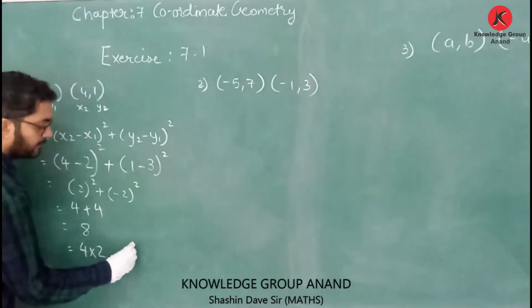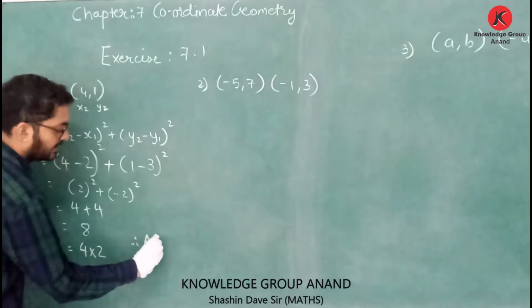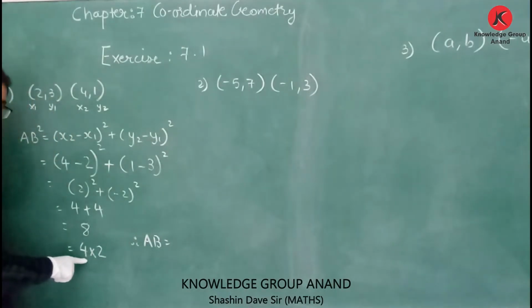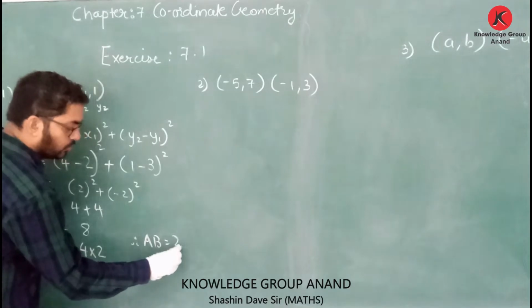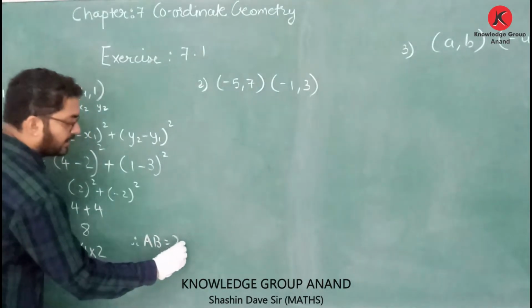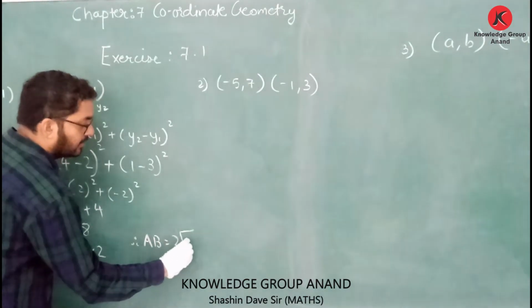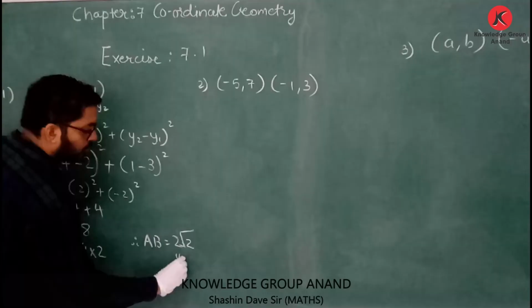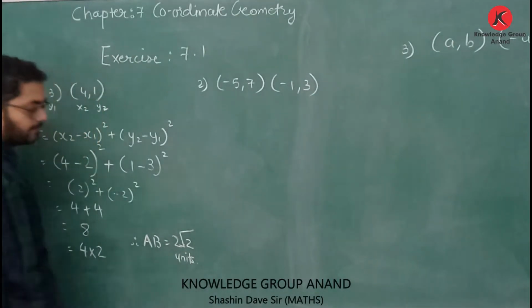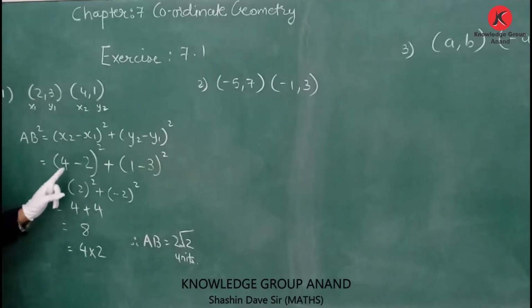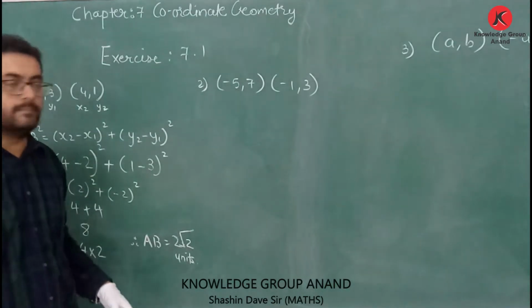So therefore distance AB, 4 का रूट क्या होगा? 2. और अब 2 का रूट नहीं होगा तो my answer will be 2 root 2 units. Okay, same logic in second sum.